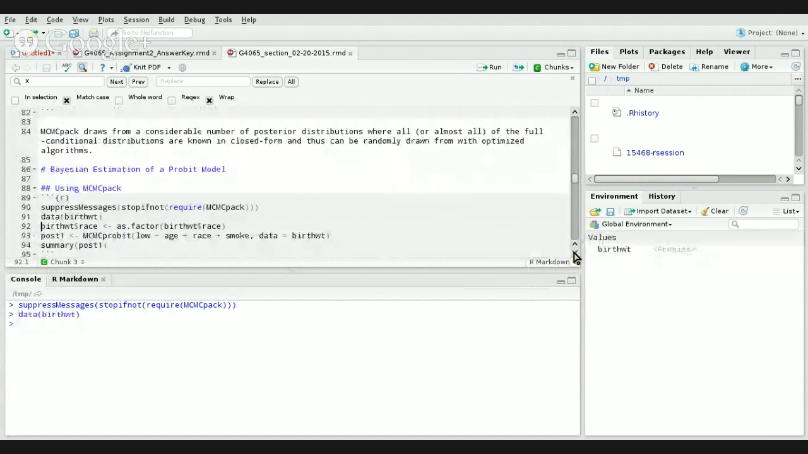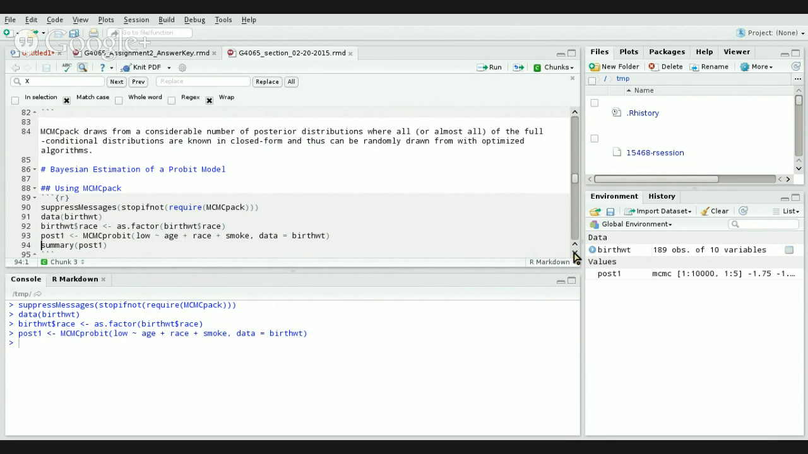So the outcome here is whether or not a child has low birth weight, a function of a number of things about the mother, in particular whether she smoked during pregnancy. In this case, we can use the MCMC probit function to draw from that posterior distribution much faster and in every way better than what would have been done if we'd used the Gibbs function that I wrote.